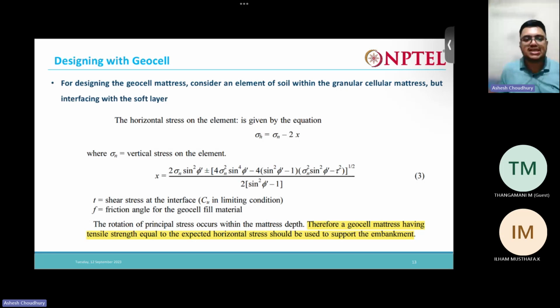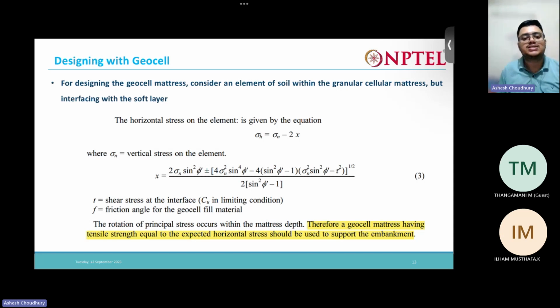For designing the geocell mattress, consider an element of soil within the geocell cellular mattress, interfacing with the soft soil layer. So we just consider an element of soil within the geocell mattress. The geocells are cells, right? So within the cells of the geocell, we'll be having soil. That soil also will have an interface with the soft soil layer. It will be touching the soft soil.